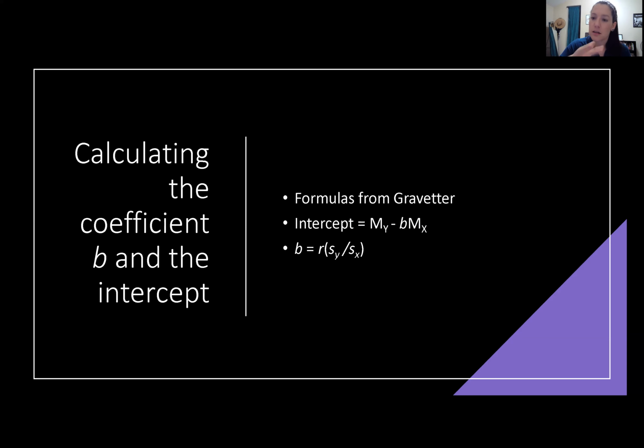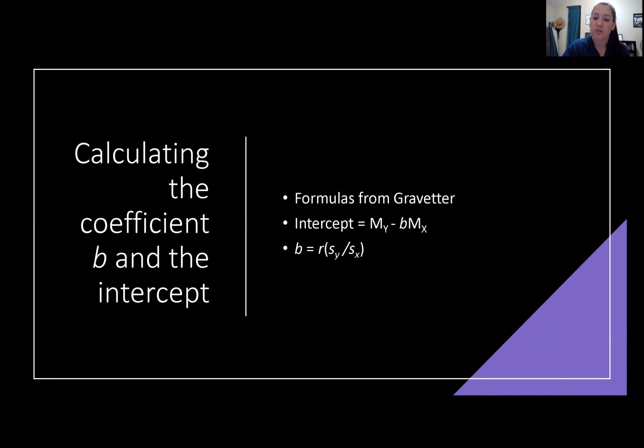So let's pause and see how this works, okay? This is taken from the Gravetter book. I know some of you might have that based on my recommendation. I'm going to deviate a little bit from it, but it says the same thing. The formulas I'm going to show you say the same thing.